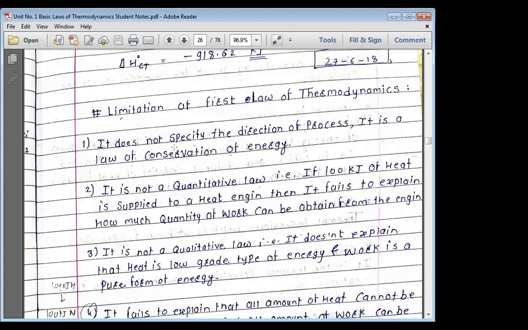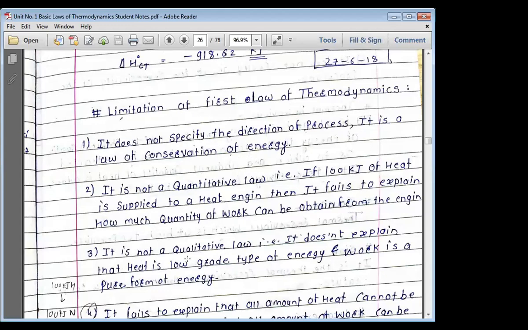So it doesn't specify the direction of process. It is the law of conservation of energy only. It is not a quantitative law. That is, if 100 kilojoule of heat is supplied to a heat engine, it fails to explain how much quantity of work can be obtained from the engine. It is not a qualitative law.